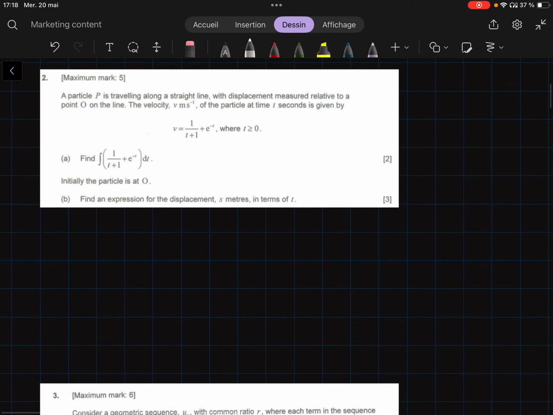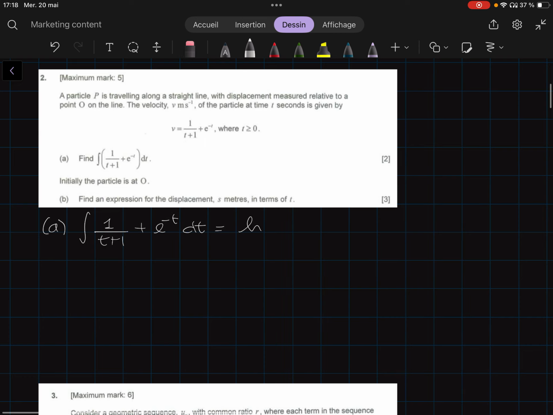Question 2. Part A. Integrate. Okay, this is very simple. Integrating the first term will give you ln of t plus 1. Integrating the second term will get you minus e to the negative t. Do not forget your plus c.